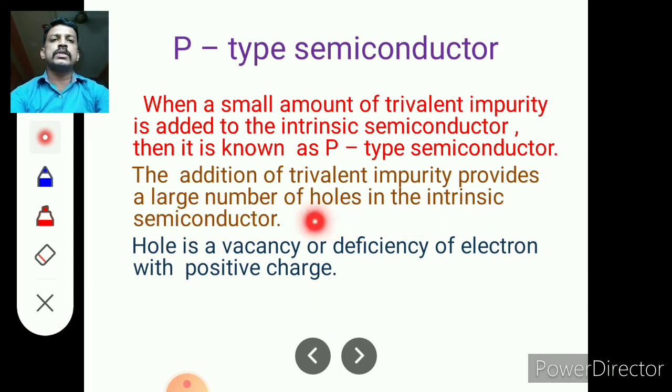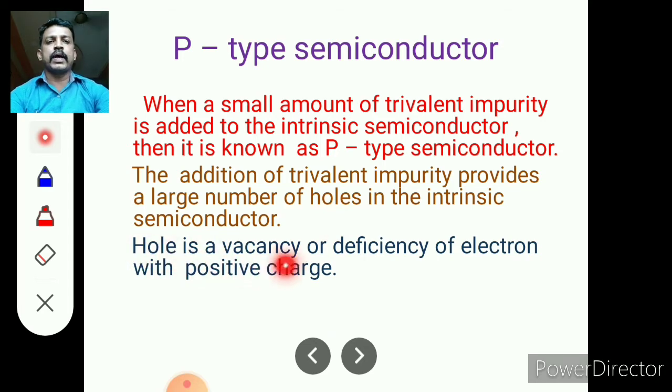Why holes? Because out of 4 silicon or germanium atoms, 3 atoms can be attached with a covalent bond with the boron atom or trivalent impurity, and one germanium or silicon atom will remain as it is. So there is no extra electron in the boron or third group trivalent impurity atom to form a covalent bond with the silicon or germanium atom. Such a deficiency is known as a hole.